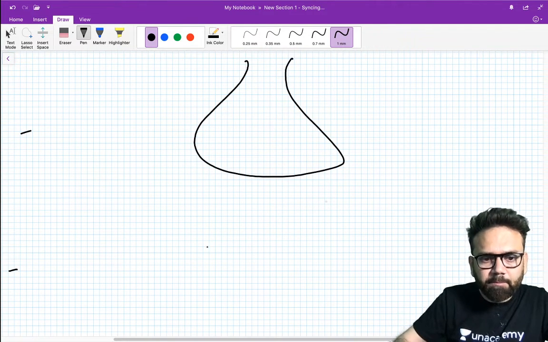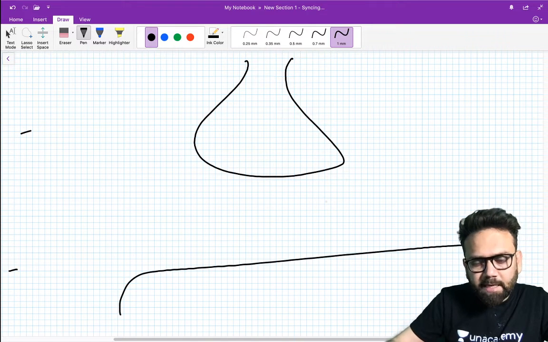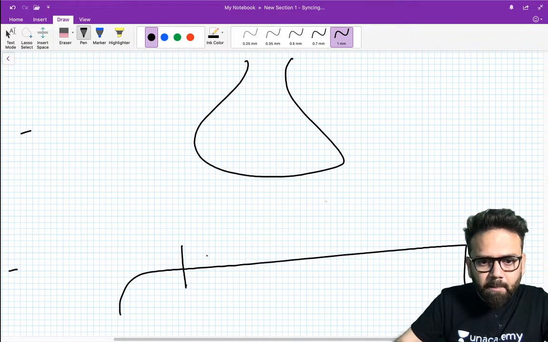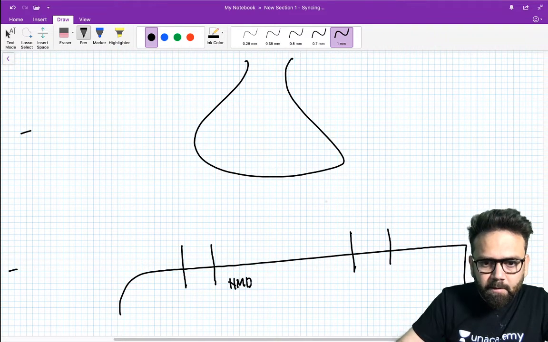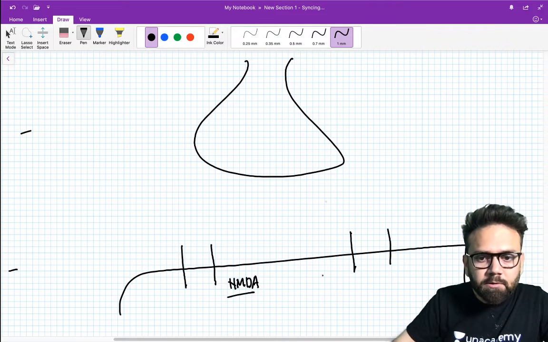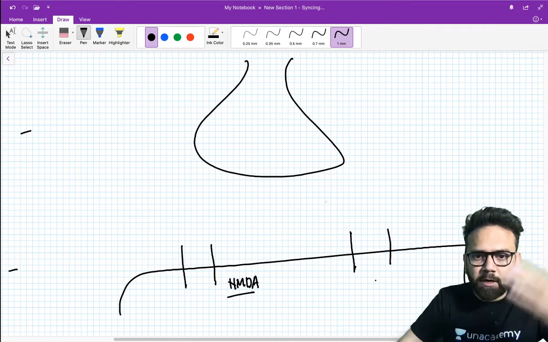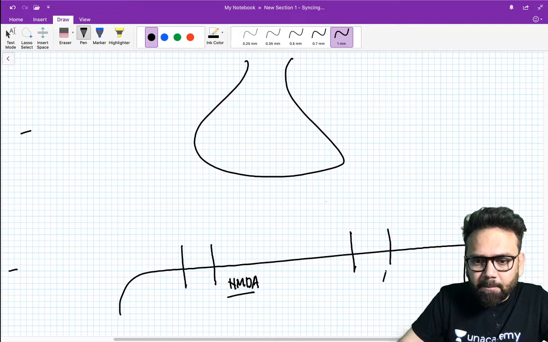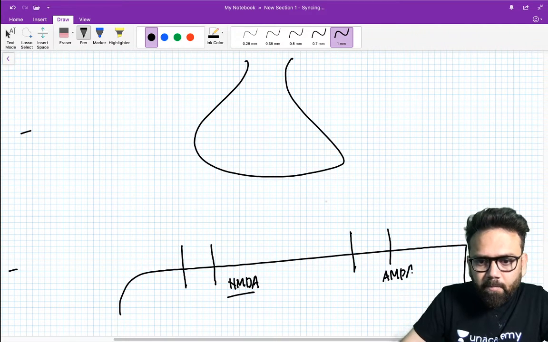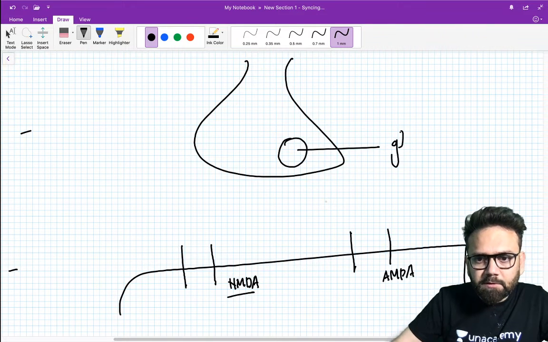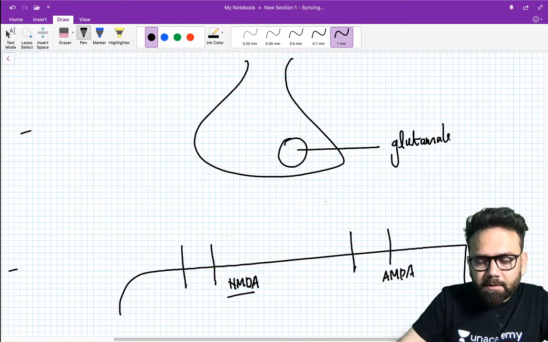See, this is your presynaptic, this is your postsynaptic. This is your AMPA, and this is your NMDA. Which is activated first, AMPA or NMDA? Suppose this is your NMDA, this is AMPA. This is your release of glutamate. Anuj, let me finish this, and at the end I will revise again.